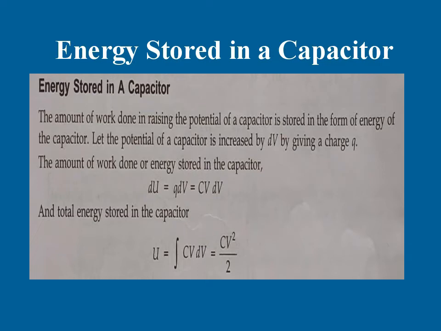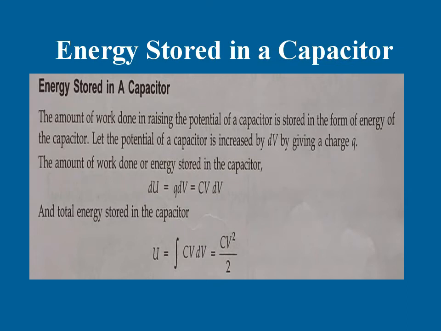This formula is very important when we solve problems. What is the formula of energy stored in a capacitor? U should be equal to half CV square. How to remember this formula? Very simple. You know the formula for kinetic energy: kinetic energy should be equal to half mv square. Now replace mass by C and velocity by V, capital V. Okay, good. What is the formula then? U should be equal to half CV square.